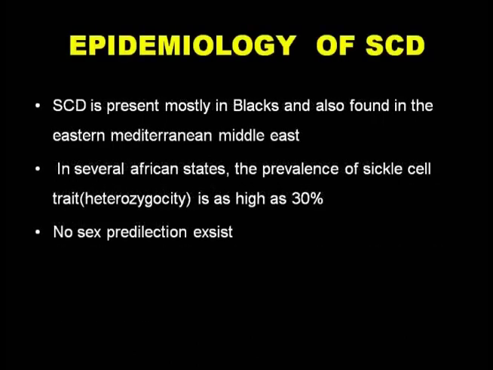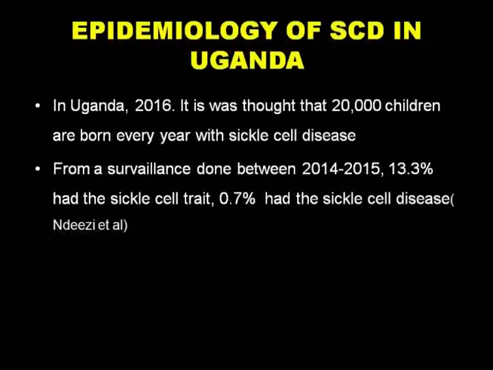Sickle cell is present mostly in blacks and is mostly found around the Eastern Mediterranean and the Middle East. In several African states, prevalence of sickle cell trait is as high as about 30%, and it has no sex predilection. In Uganda, a study that was done by Prof. Ndeezi et al. in 2016 showed that about 20% of children are born every year with sickle cell disease, and from the surveillance that was done in 2014-2015, 13% had sickle cell trait and 0.7% had sickle cell disease. And the most common one was the HBSS.